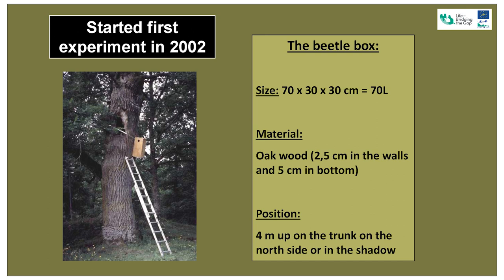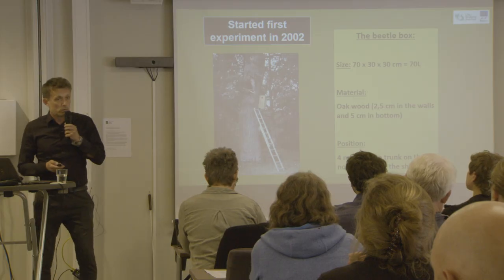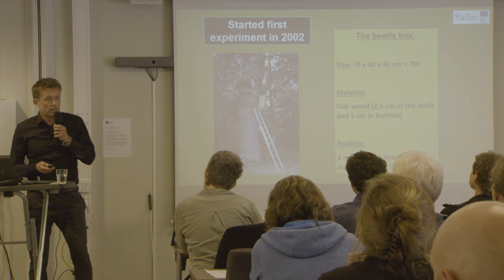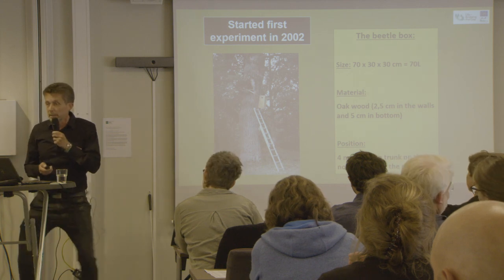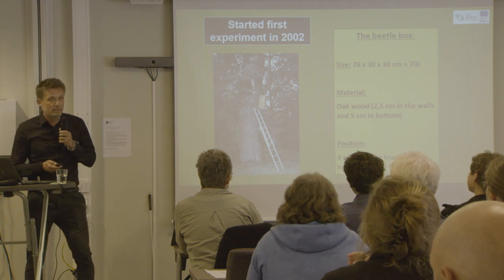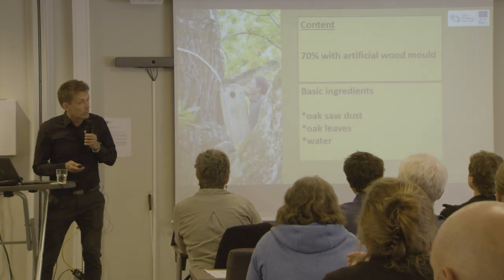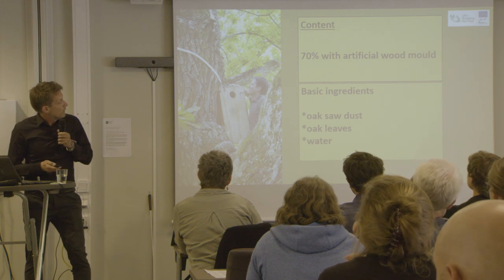That was the idea. They're quite small, 70 liters, so more or less half a meter high. The material was oak wood and the position four meters up on the trunk. That was because Thomas was afraid of heights. And when he was 4 meters up on the ladder, his legs started to shake like this. And then we said, okay, we put it here. And it was always 4.2 meters up. So he will have an exact height when he gets afraid of the height. But it was good. We don't need to measure that.